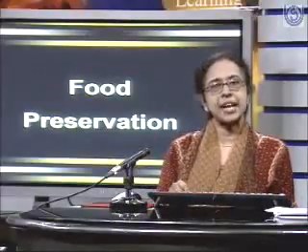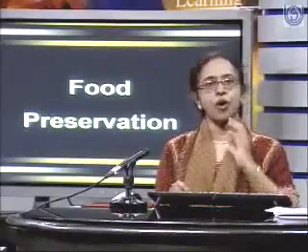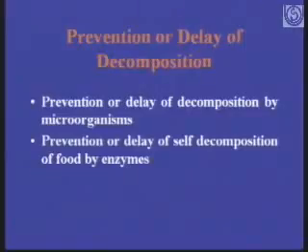Now if we look at the next kind of aspect, that is in terms of what are the principles in terms of the processes that we can employ in food preservation. There are two types of things that we can do. Either we can prevent decomposition or we can delay decomposition. So prevention or delay of decomposition. Here again we have the two different aspects, that is prevention or delay of decomposition by microorganisms and prevention or delay of self-decomposition of food by the enzymes.